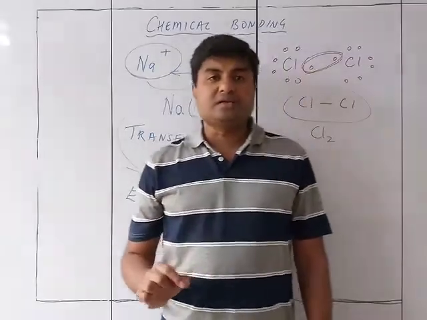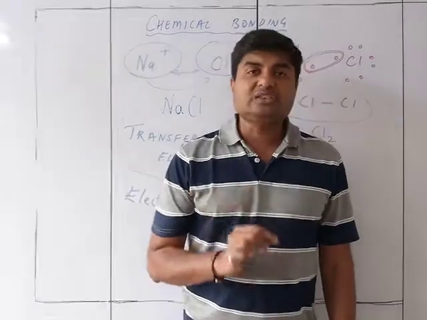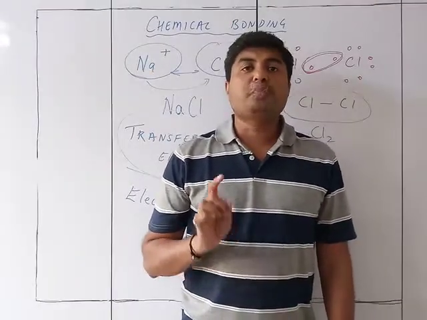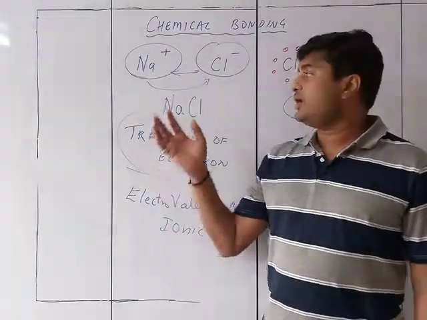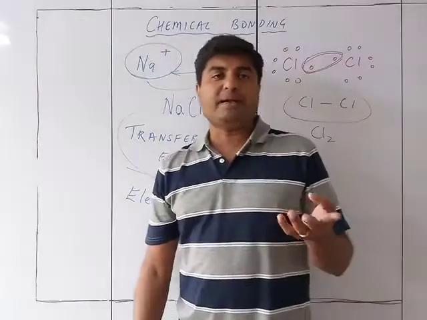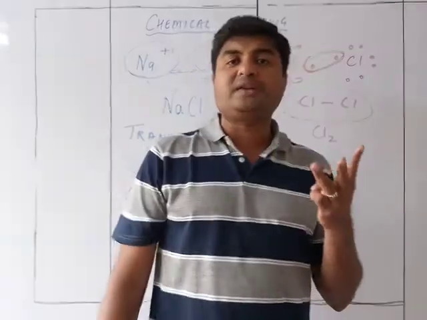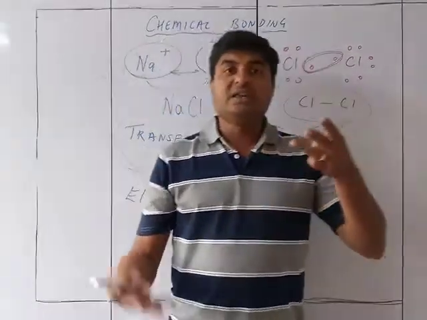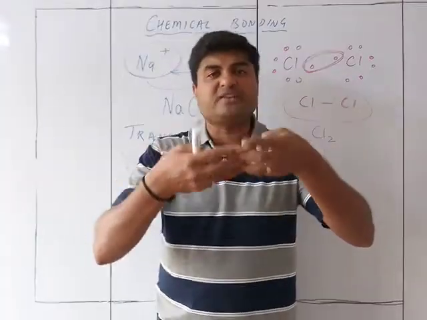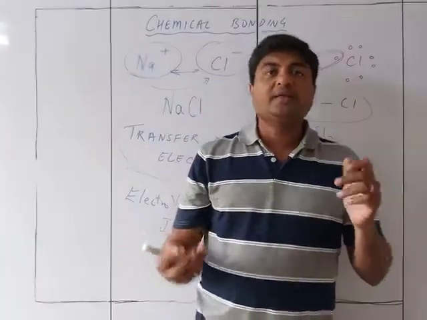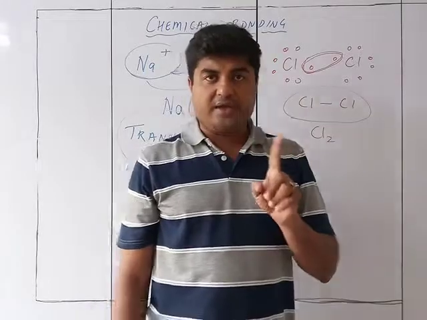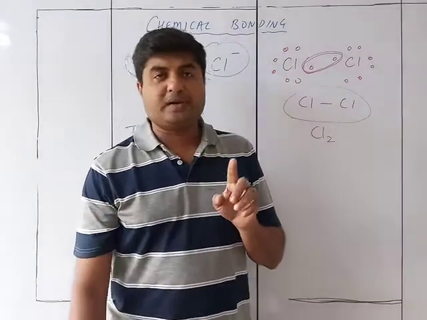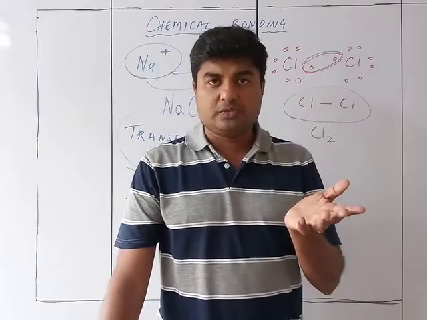Only non-metals can form such kind of a bond, because metals, even if they share, they cannot complete, because the maximum number in metals, what is the maximum number of electrons present in the last orbit? 3. If 3 is shared with another 3, it will be 6. You cannot complete 8. Therefore metals will never ever share electrons. Metal will always give away electrons.